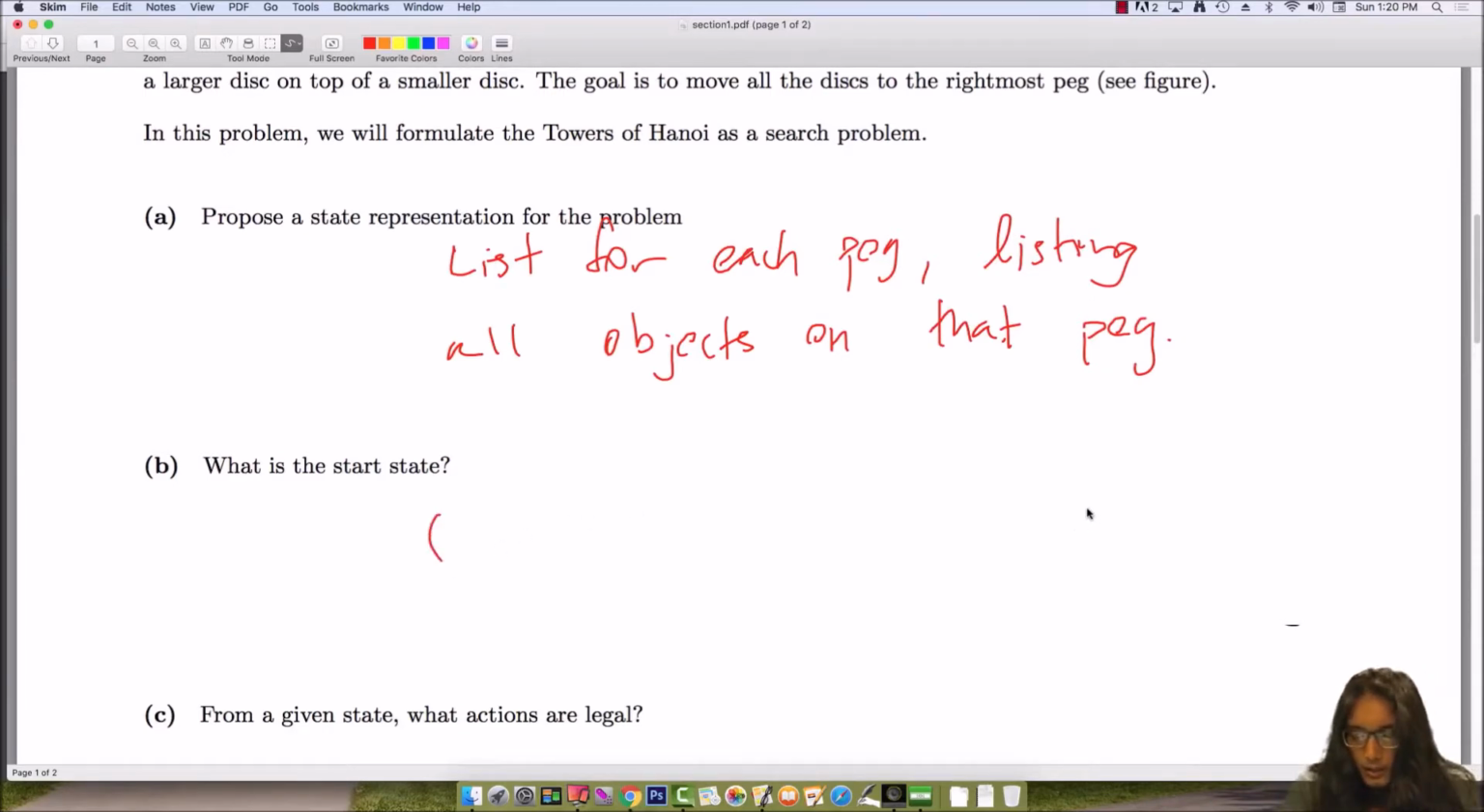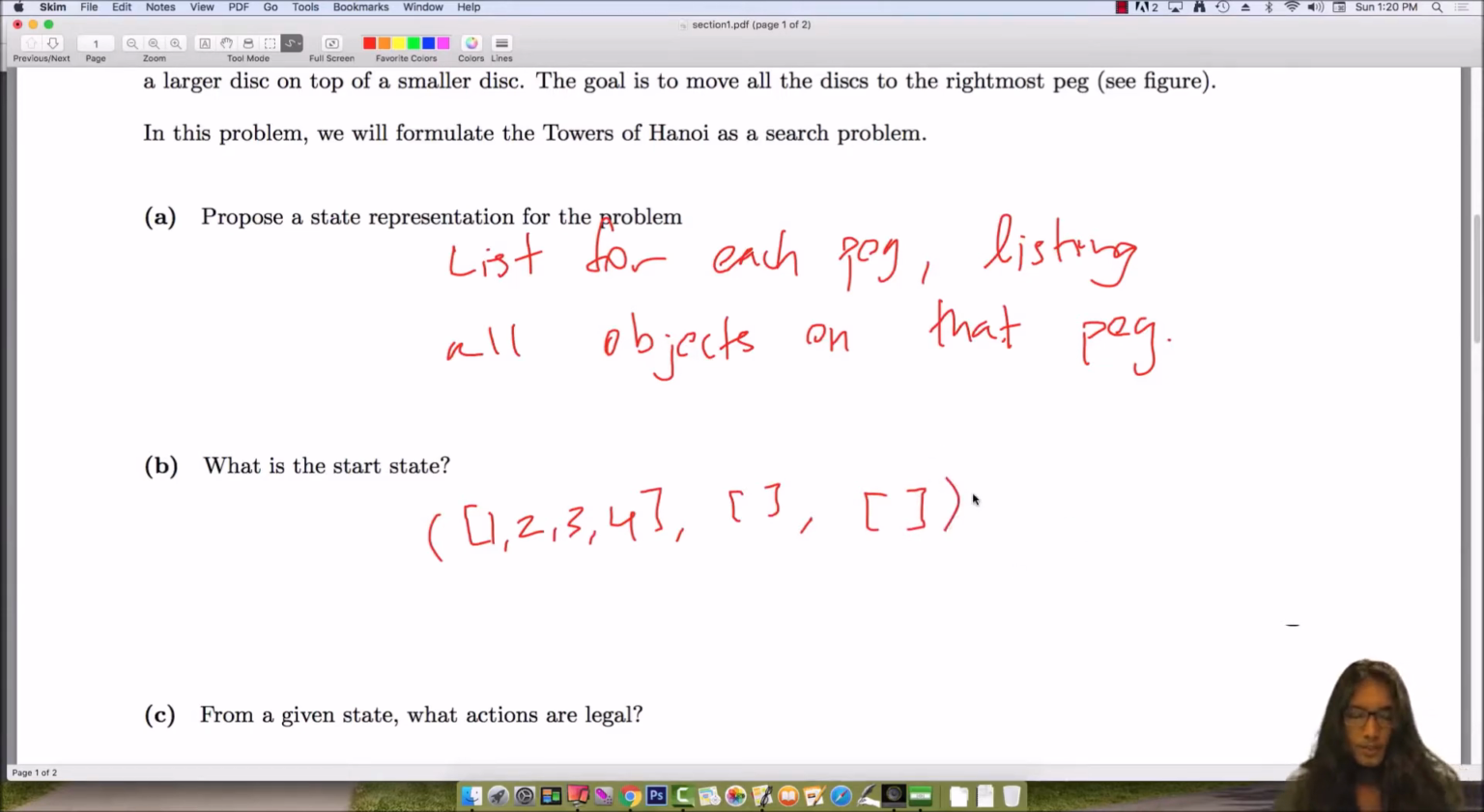So maybe one way to write this would be as a tuple, specifically a 3 tuple, that is, it has 3 elements. And each of those elements is one of the lists corresponding to one of the pegs. So in this case, the first list is the list 1, 2, 3, 4, like that. And what are the second and third lists? Well, they are just empty lists because you have no objects on the second and third peg. And yeah, let me put this bracket a bit closer. And that's it. That's what your start state is, right?